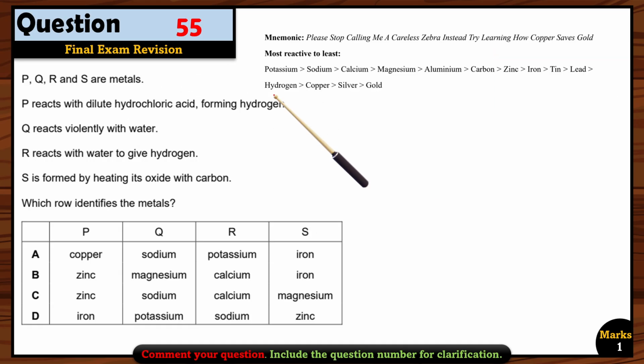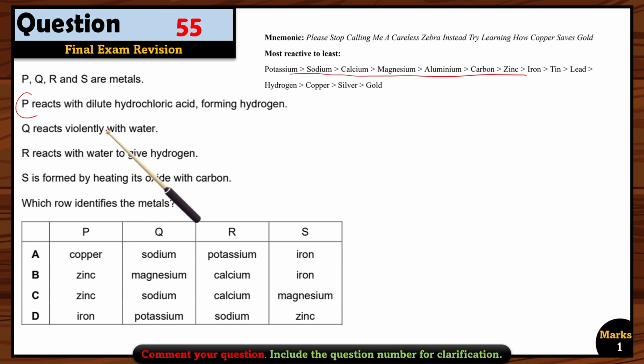Let's see another question. P, Q, R, and S are metals. P reacts with dilute HCl, forming hydrogen. So it means P will appear before hydrogen, right? Because it is reacting with dilute HCl. So you have to look for P out of these. Now let's see which option can be right, for Q.